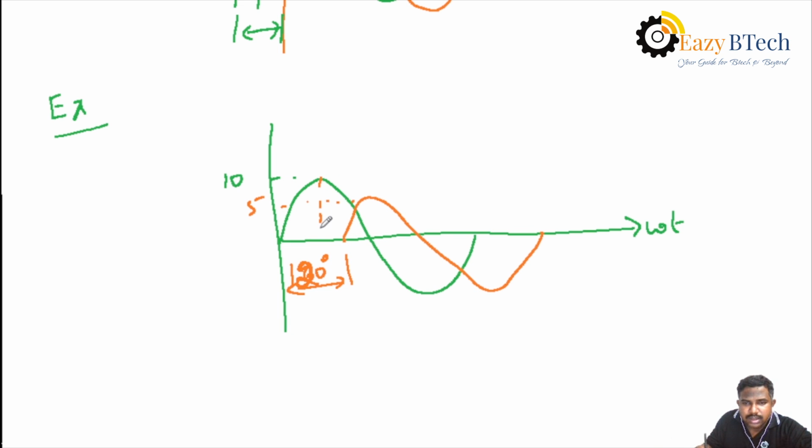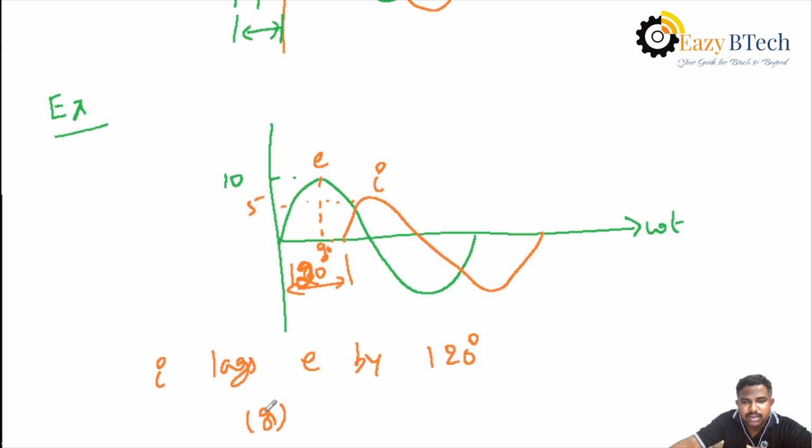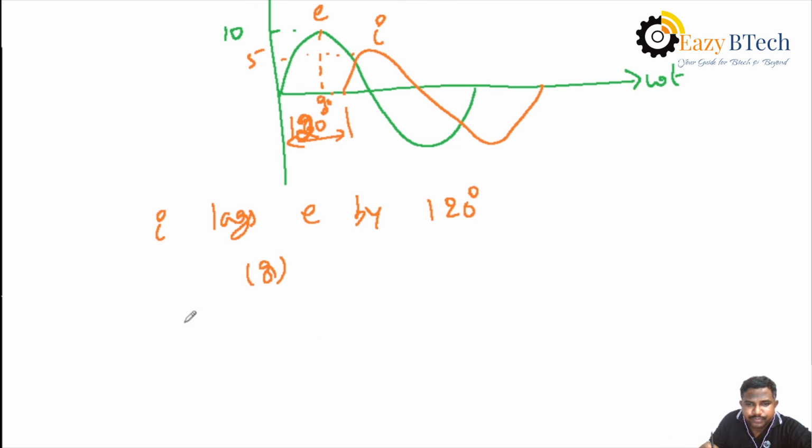The maximum point we have is at 90 degrees, that's why it will be starting after the 90, that's why I am taking 120 degrees. Then here, what is the meaning? That means the current I, this is voltage E and this is the current I waveform. The current I lags the voltage E by an angle of 120 degrees, or the same terminology we can also use in terms of leading. That is, the voltage E leads the current I by an angle of 120 degrees.